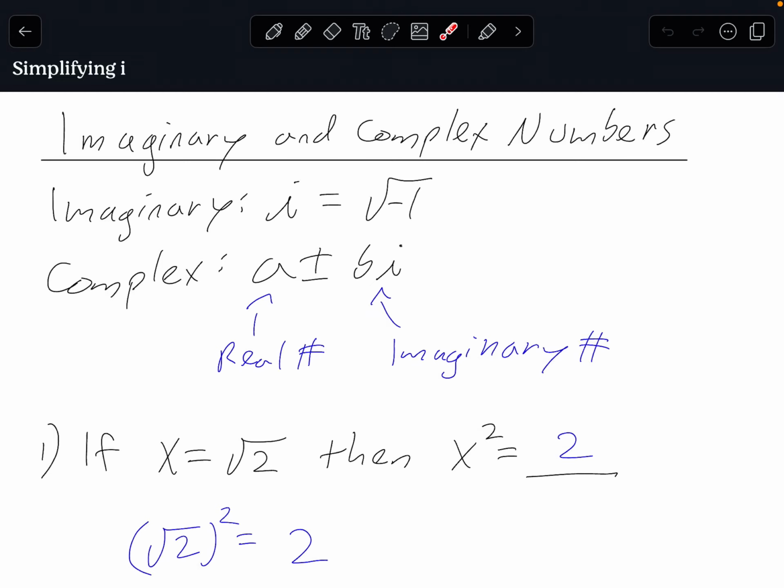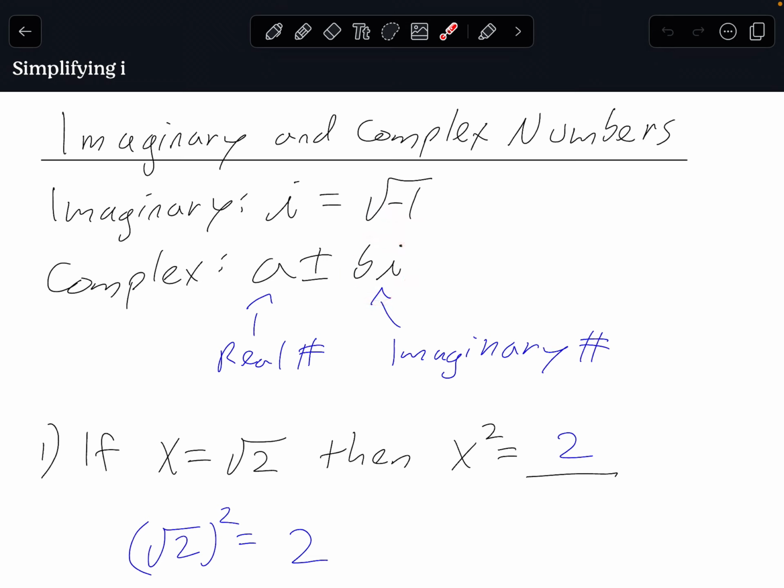When talking about imaginary and complex numbers, a continuation of what we talked about in class, today we're going to discuss how to simplify powers of i. Remember, i is by definition the square root of -1. It is the imaginary component to a complex number.